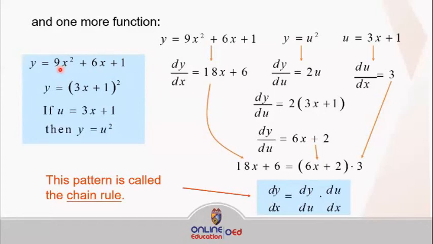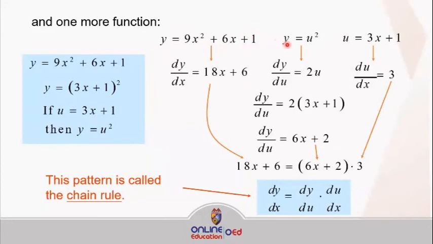And then gagamitin daw natin yung value natin na 3x plus 1 as u. Therefore, we have yung y as equivalent lang siya sa u squared natin. So, kapag nag-derive ulit tayo, derivation of dy over dx, ito is gagamitin natin ng power rule, which is we have yung 18x. And then for the derivation of 6x, we have 6. And then for 1, ito is equivalent lang siya sa 0.